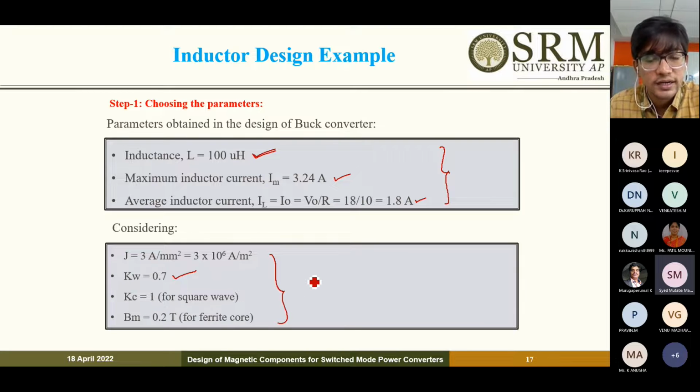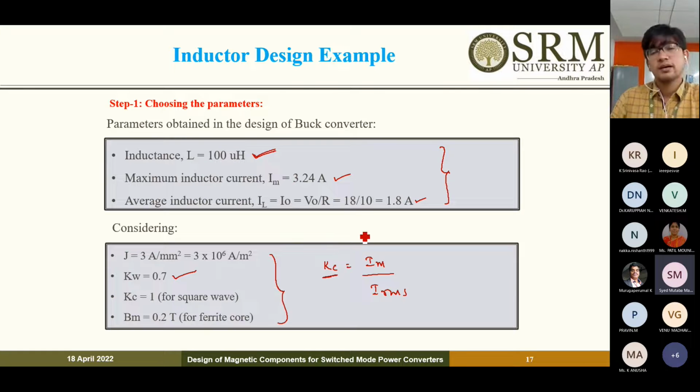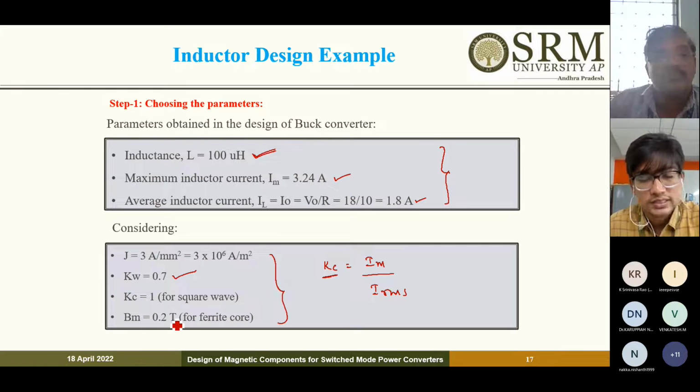For other kinds of waveforms, you need to calculate it, that is, KC will be equal to maximum current by RMS current. If you find the maximum current and RMS current of that particular waveform, and divide the maximum current by the RMS current, you will find the core utilization factor. So approximately you can consider 1 irrespective of the nature. More or less it will be around 1 only. So the magnetic flux density will be 0.2 Tesla.